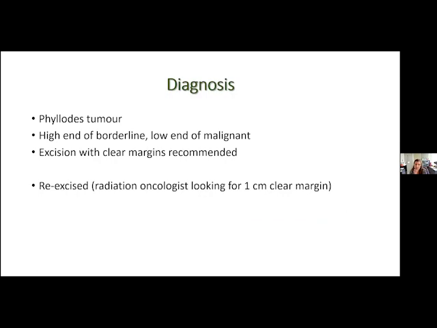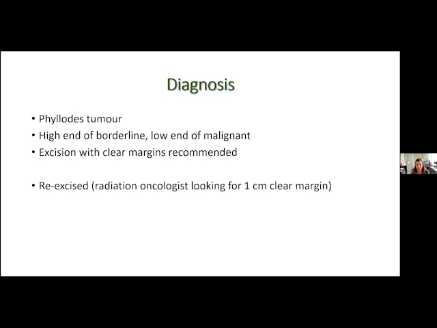So just to summarize, I sent it out as at least borderline phyllodes, can't exclude malignant. And Dr. Mulligan, I really liked the way she brought the two together and summarized it as a high end of borderline, low end of malignant phyllodes tumor, and obviously recommended excision with clear margins. The surgeon did have to go back because there was a positive margin. It was re-excised. The margins were less than 1 centimeter. So the radiation oncologist is wondering whether she needs another re-excision before radiation can be considered, because it was under a centimeter, but I think over 5 millimeters.